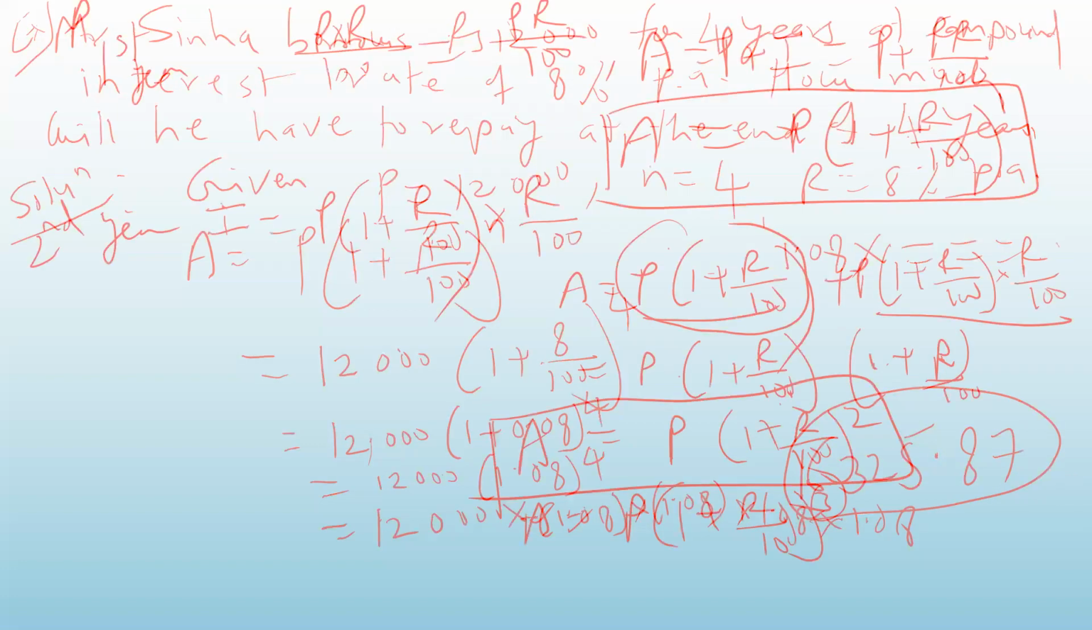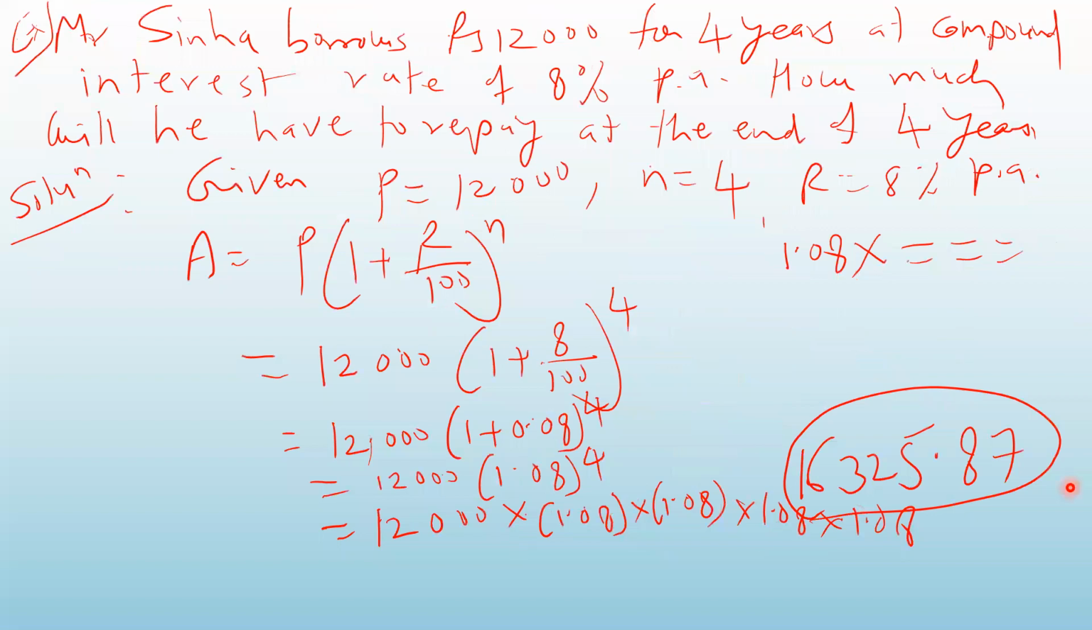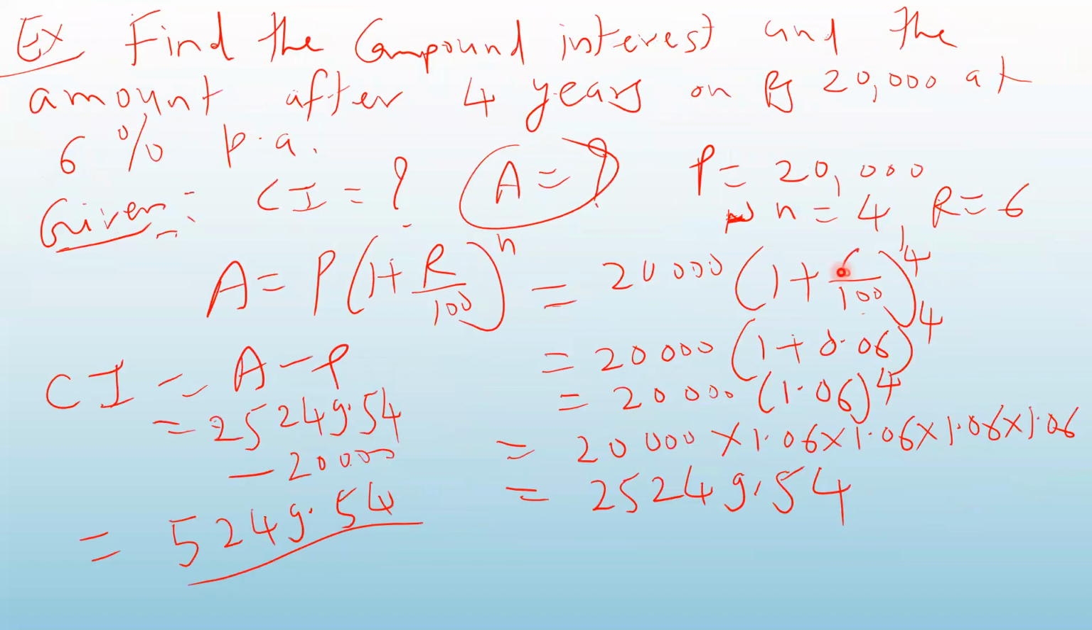Then one more problem was there. Find the compound interest and the amount after 4 years on rupees 20,000. It's a very straightforward problem. You are given the principal is 20,000, R is 6% and N is 4. So just apply the formula: A is P into 1 plus R upon 100 raised to power N. Same way, 1.06 raised to power 4 gives you 25,249.54. So this is the amount.